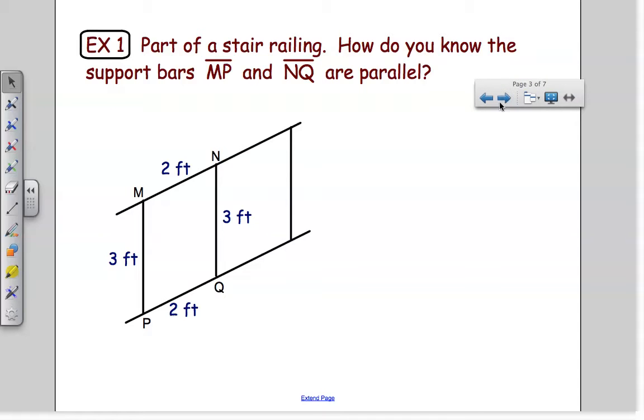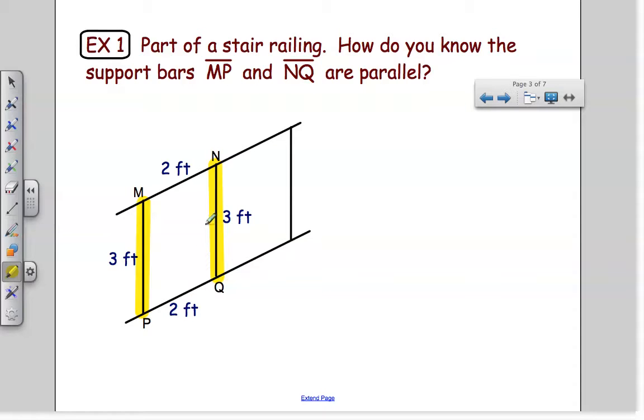All right, first example. This is part of a stair railing. If you imagine there'd be stairs going up, and this is where you'd put your hand to help you up the stairs. How do you know that the support bars MP and NQ are parallel? These are my support bars between the bottom of the railing and the top. How would I know that those are parallel? If I could show somehow that this is a parallelogram, then by definition opposite sides would be parallel, right? And then those would be parallel.